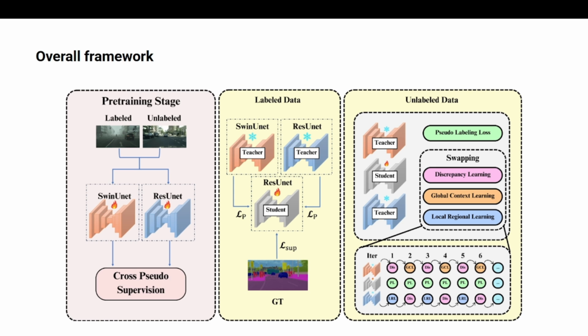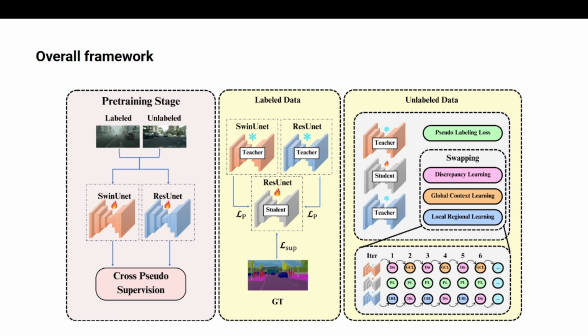To leverage unlabeled data, we alternate between two stages, each focused on a specific teacher and learning objective. In stage 1, which can be called global context focus, the student model learns global features using global context learning. At the same time, the discrepancy loss is applied to ResUnet to avoid overfitting to it.